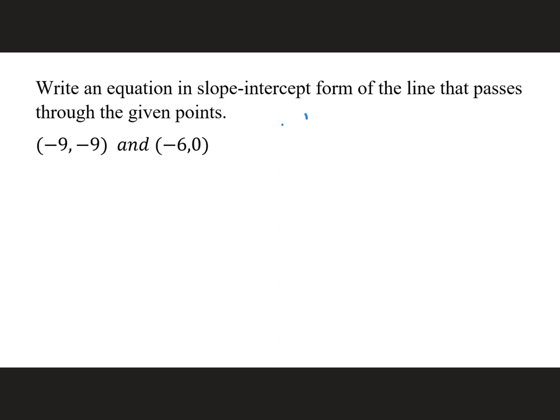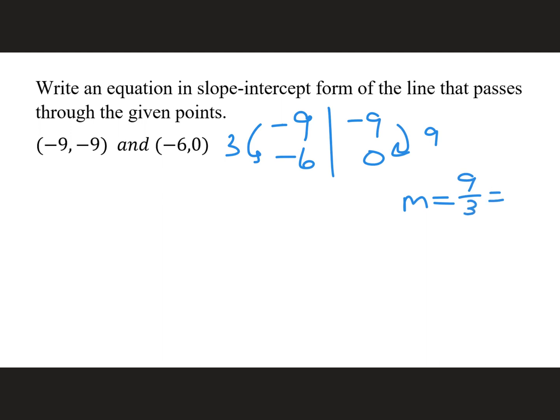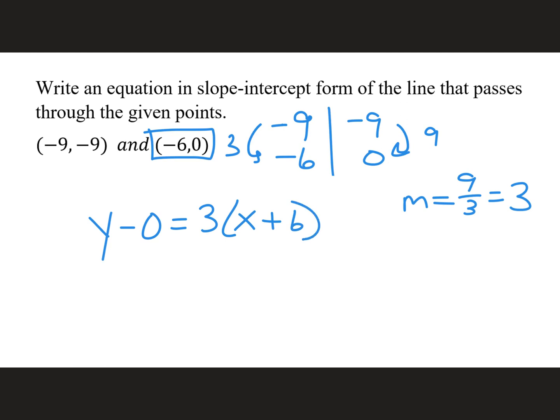Here I go. I'm going to do (-9, -9) and (-6, 0). So I'm going up 9, I'm going over 3. And so my slope is 9/3, which is a 3. And then I'm going to use this point right here because that is a 0, and I like that. So I have y minus 0 equals 3x, again, the opposite, so plus 6. And so y minus 0 is just y equals 3x plus 18, and it is now in slope-intercept form, and I'm all done.